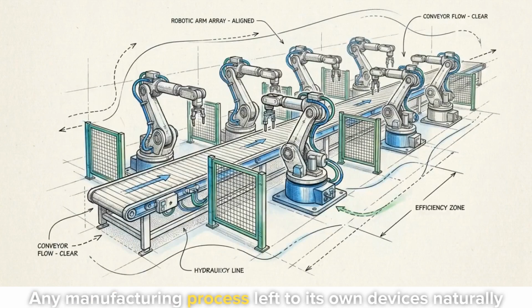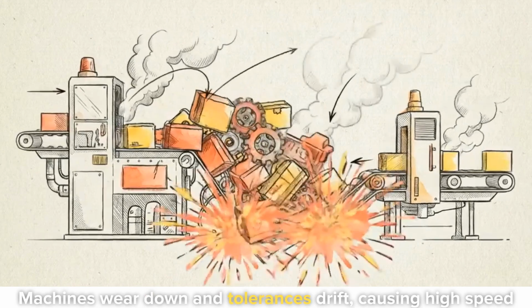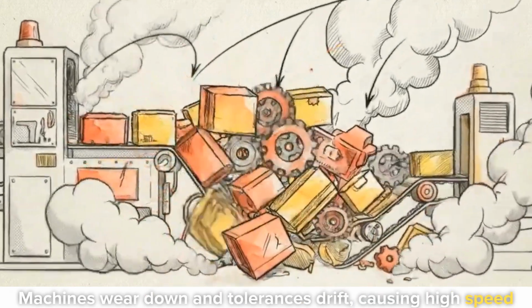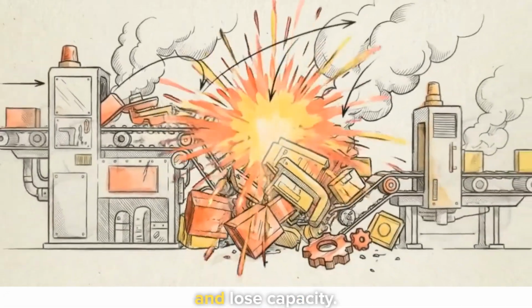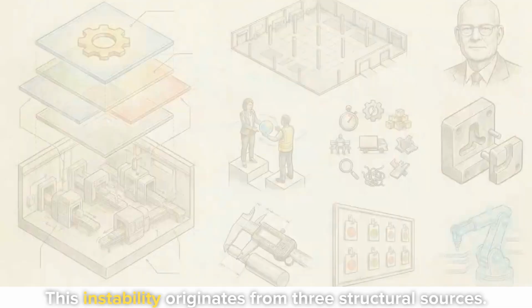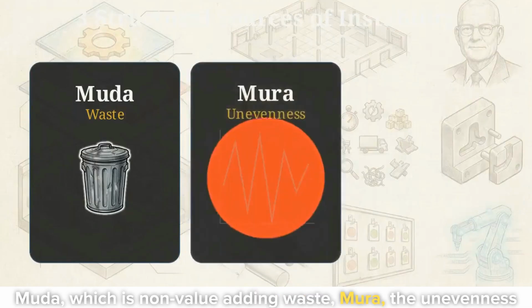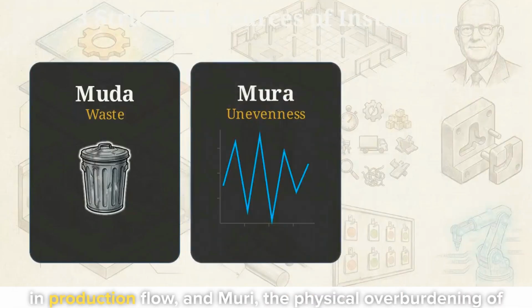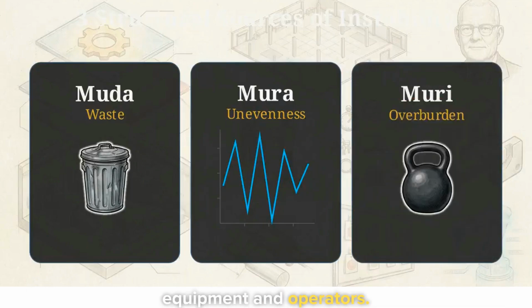Any manufacturing process, left to its own devices, naturally tends toward entropy. Machines wear down and tolerances drift, causing high-speed assembly lines to accumulate variability until they eventually jam and lose capacity. This instability originates from three structural sources: muda, which is non-value-adding waste; mura, the unevenness in production flow; and muri, the physical overburdening of equipment and operators.